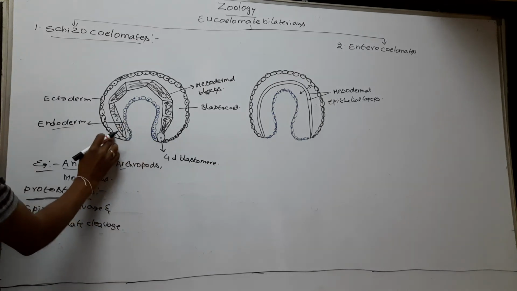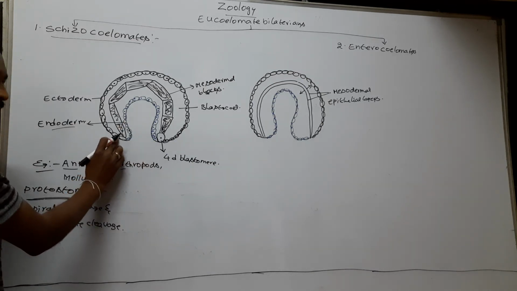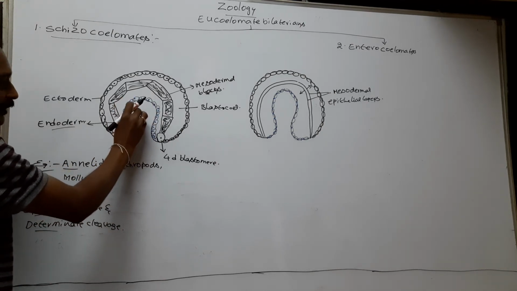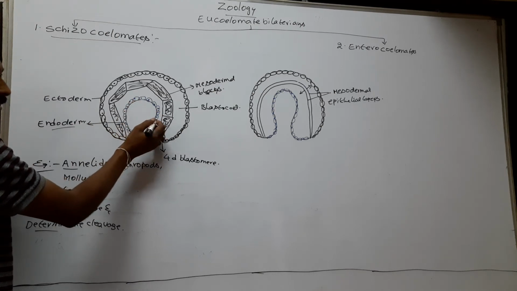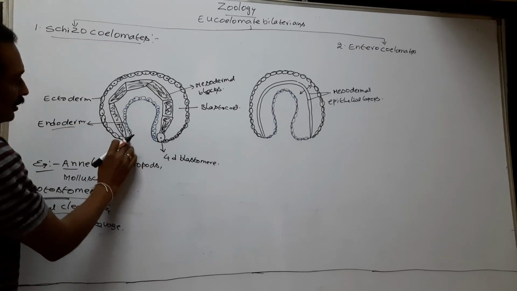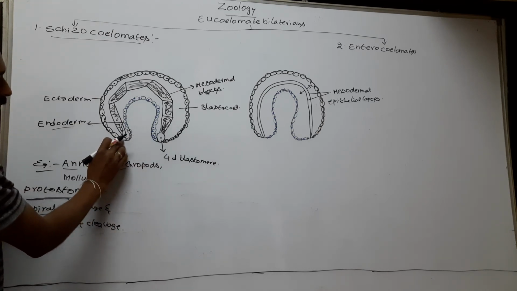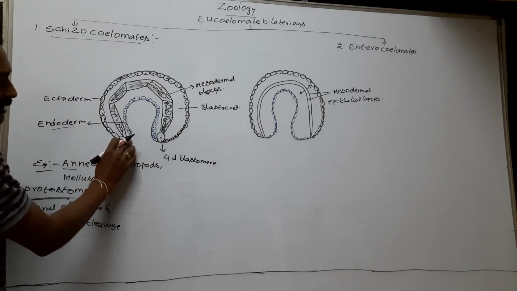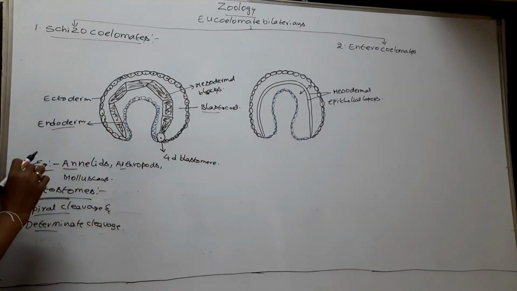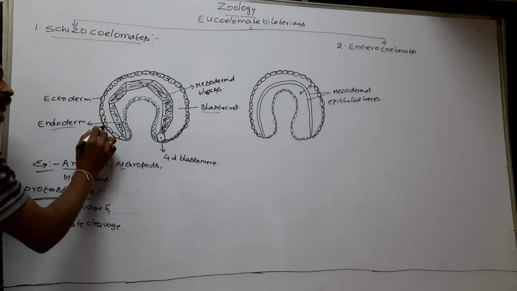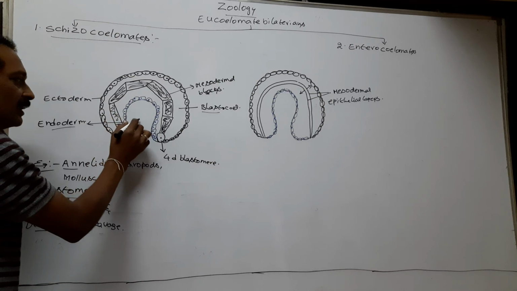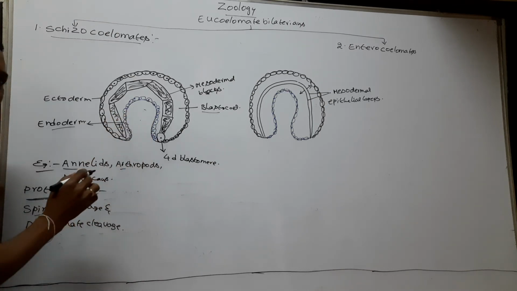So when the morula stage invaginates into the blastocoel, a new cavity arises. In the morula, the cellular layer invaginates into the blastocoel. Now ectoderm and endoderm are formed. Inside the endoderm, a new cavity arises.